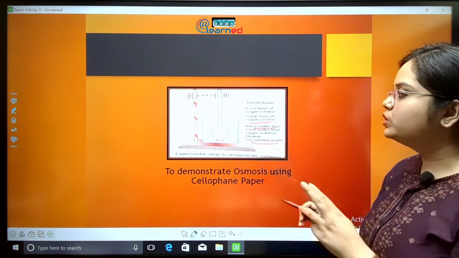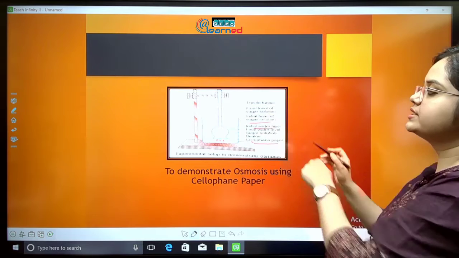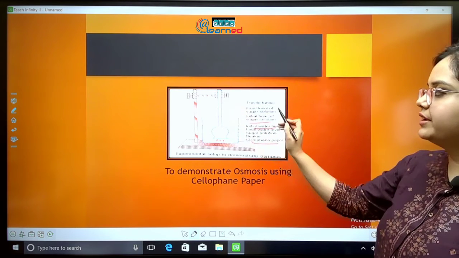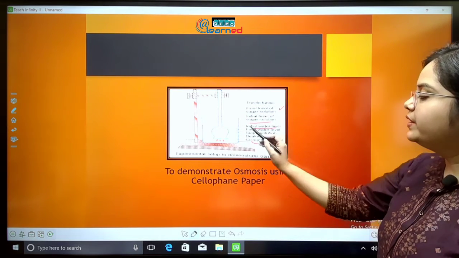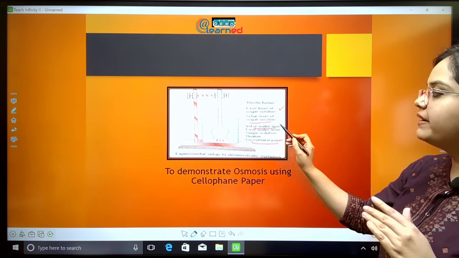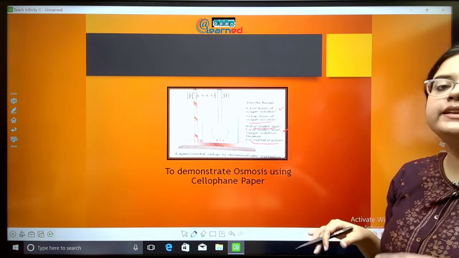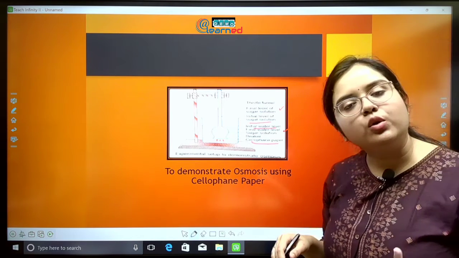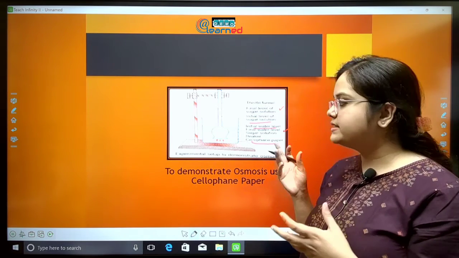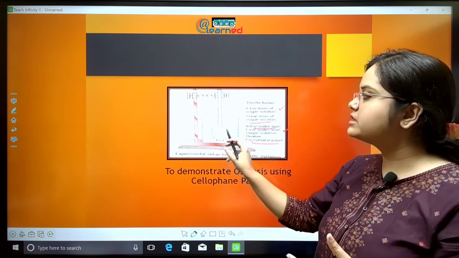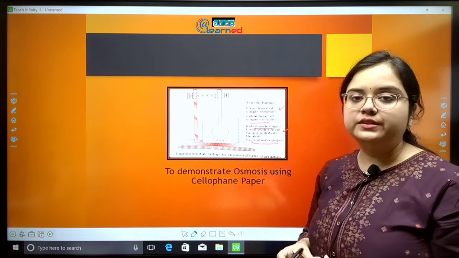So if you notice the final level of sugar solution, it is high up in the thistle funnel, higher up, and the initial water level and the final water level, if you notice, the final water level is further down than the initial water level. So you will be able to say, tell me what is happening here. The water molecules are entering the thistle funnel.